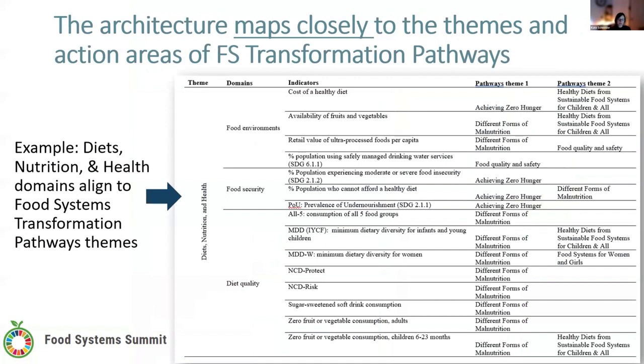And the thing that we wanted to note here is that although we developed the indicator framework separately from the food systems transformation pathways, once those pathways were analyzed, the results of which started to come out as we were getting towards the end of indicator selection, we recognized that the architecture that we had put together maps really closely to the themes and action areas that countries themselves had come up with in the food system transformation pathways. That is really validating that both our indicator framework and country priorities are narrowing in on the same set of things that we need to be focused on for food systems.